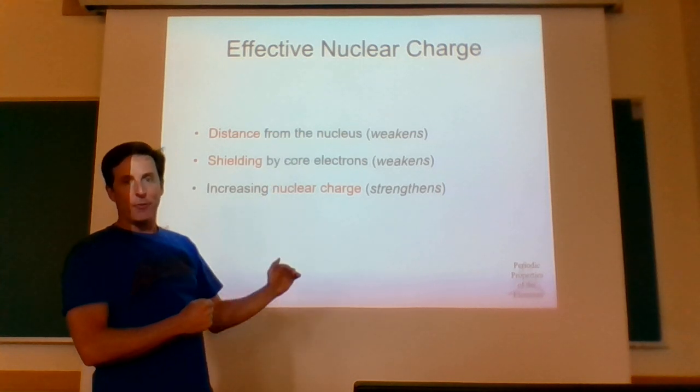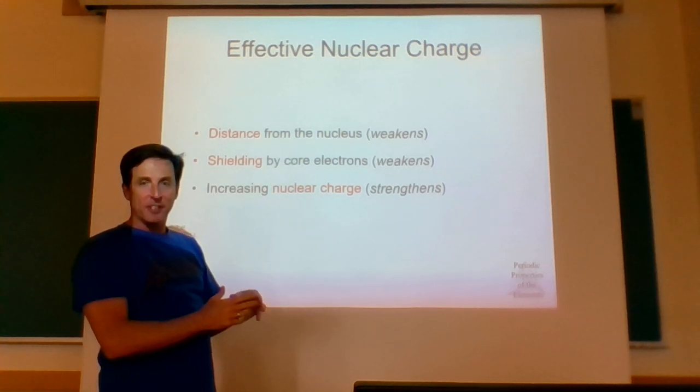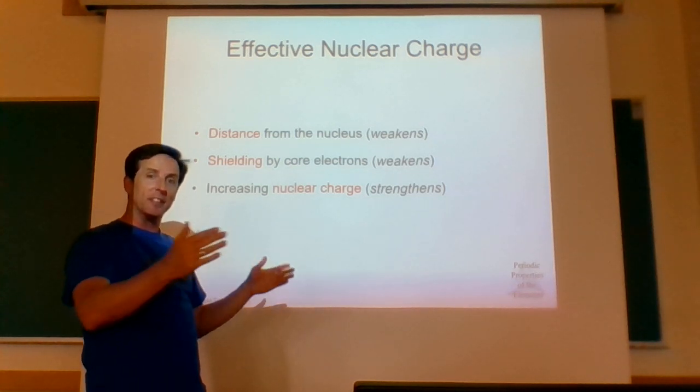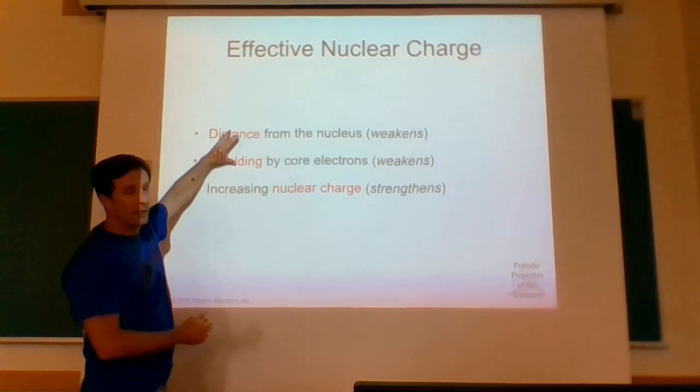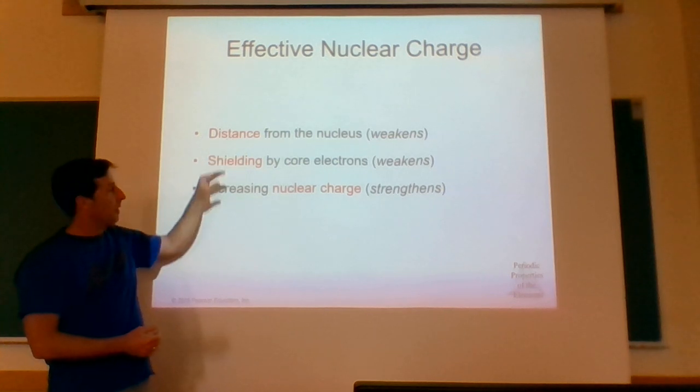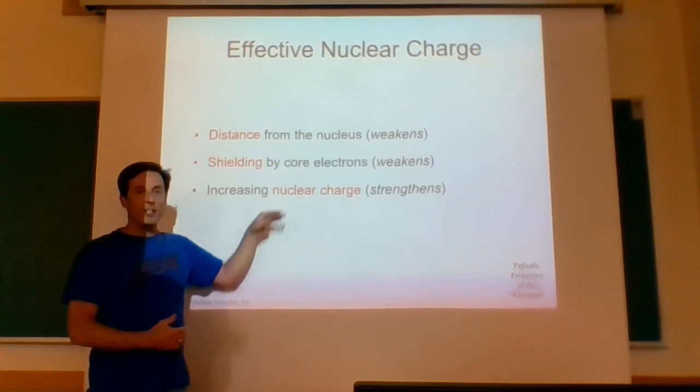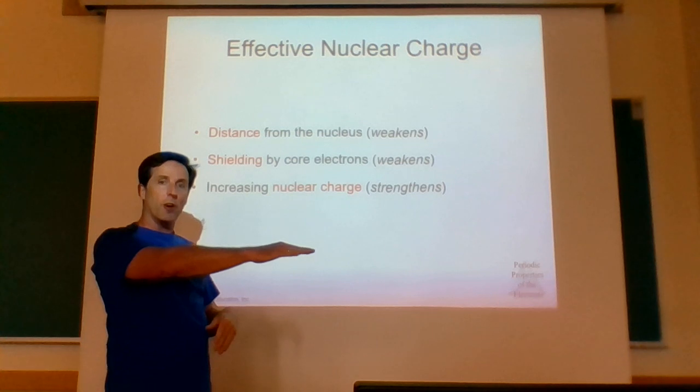Every time you drop down a row, the distance from the electron to the nucleus gets significantly bigger. So these two end up being the main factor. The third one, the charge, is a factor as we move across one row.